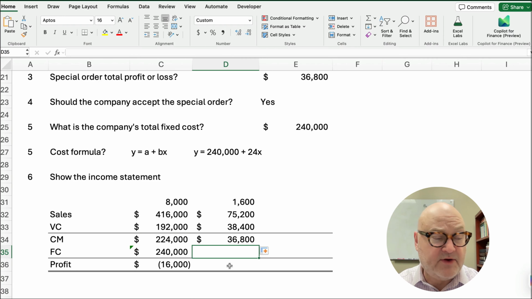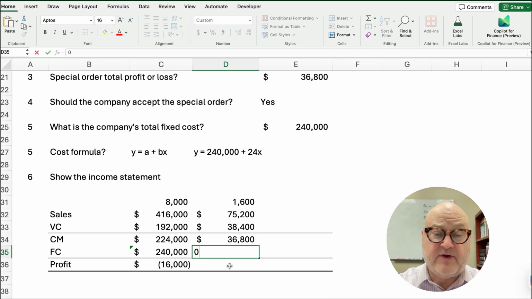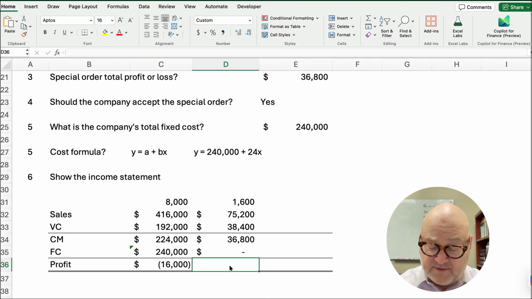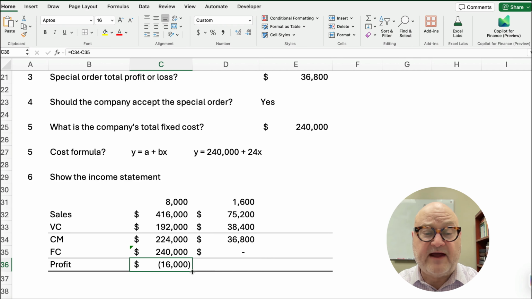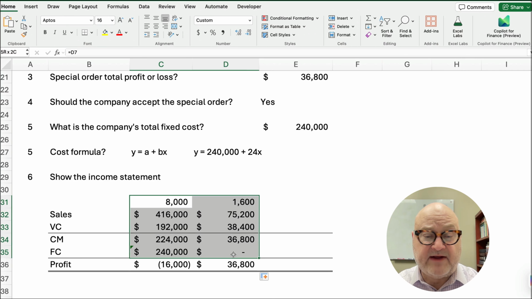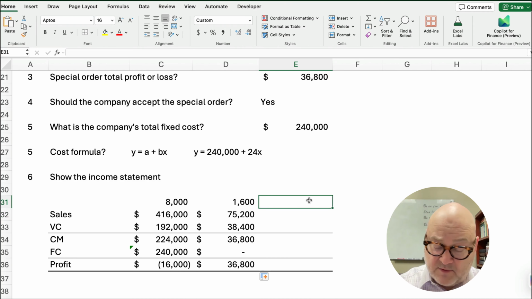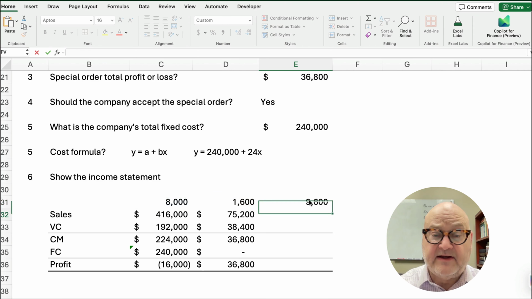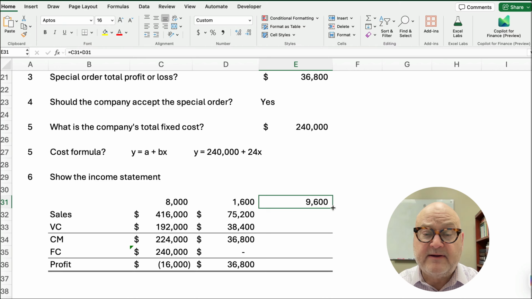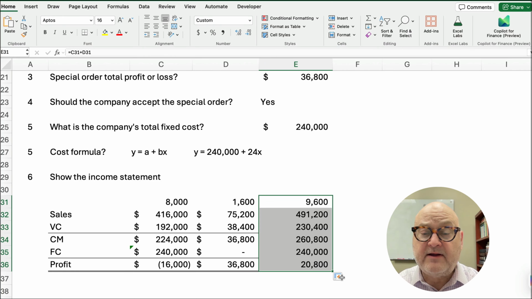Now, here's where you're likely to get it right, because you can't say, hey, our fixed cost goes up by some amount, right? You know your fixed cost is the same whether you produce 1,000 or 2,000 or 10,000. Your fixed cost stays the same. So therefore, what we have is 36,800 minus 0 is 36,800. So yes, we would accept the special order. So here's what happens with our special order. We have 8,000 plus the 1,600, that's 9,600. And we're going to copy that all the way down. And I'm going to fill without formatting, so I keep my format here.